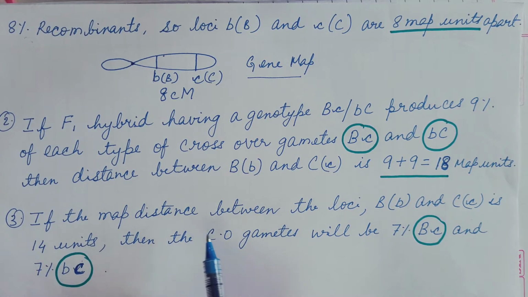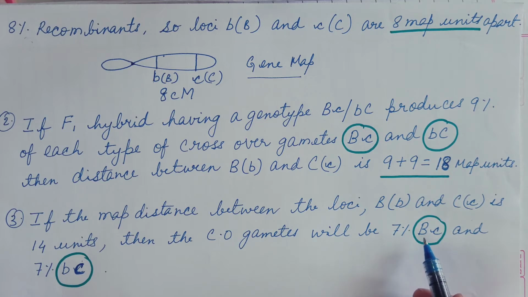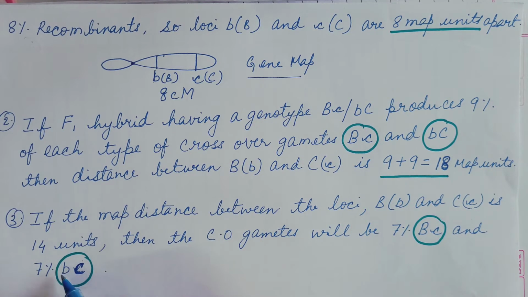If the map distance between the loci B and C is 14 units, then the crossover gametes will be half of this, that is 7% capital B small c gametes and 7% small b capital C gametes.